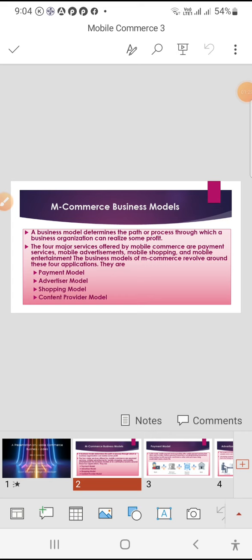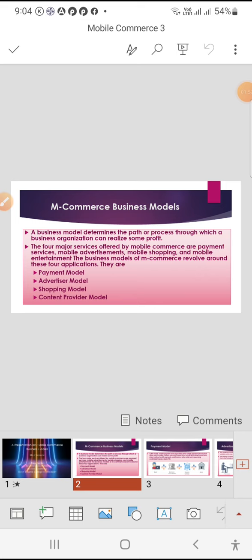E-commerce has some traditional business models that are widely used by all of the major e-commerce providers around the world. These include the dealer model, broker model, service provider model, advertiser model, and so on.